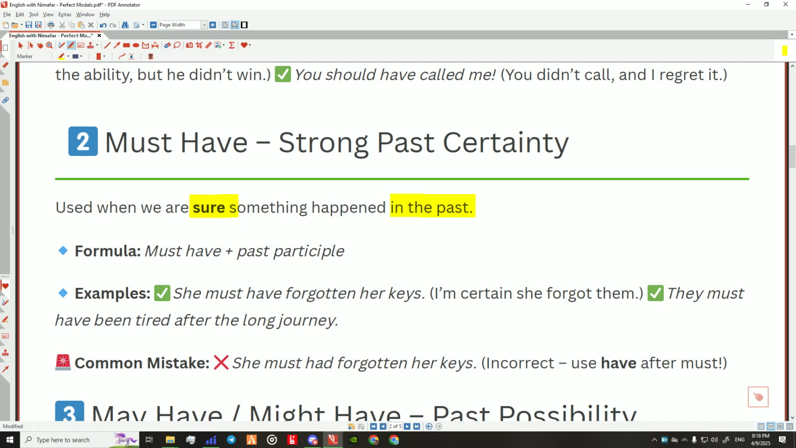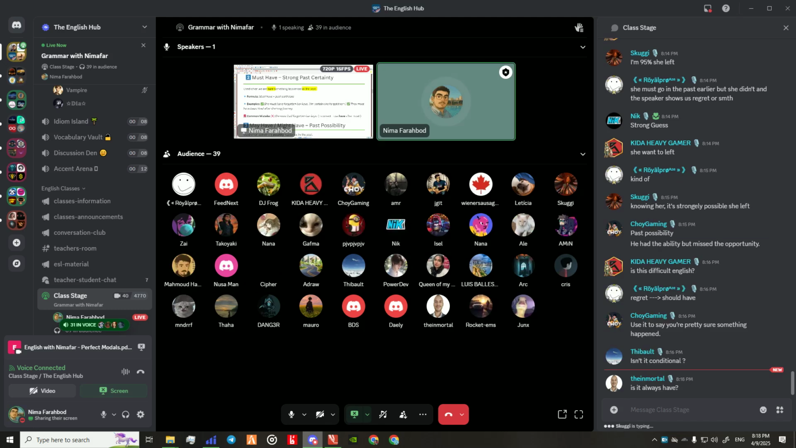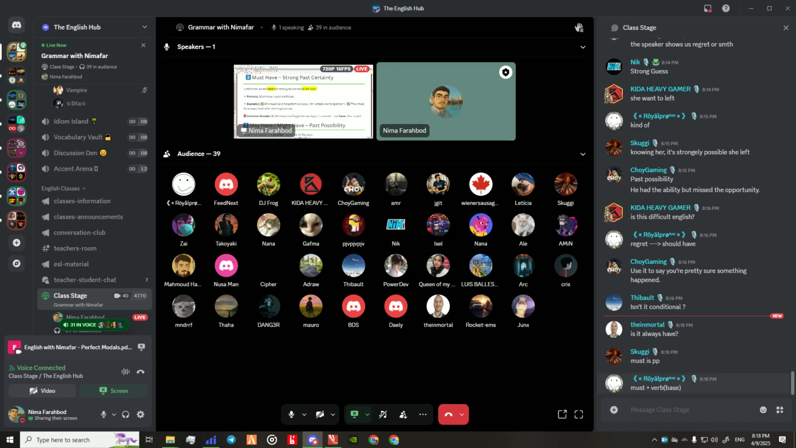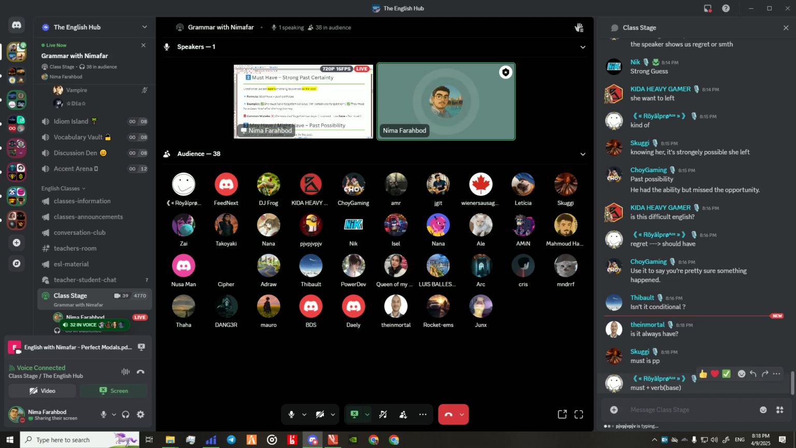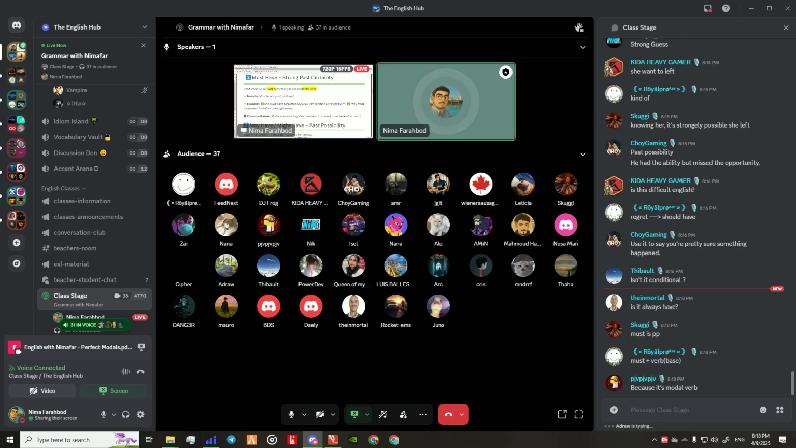Can anyone tell me the reason why it's "she must have" and not "she must has"? Let's see who knows. Is it always have? I don't know, you tell me. "Must is PP"? What do you mean, must is PP? Must is a modal verb; past perfect is something else. Must plus base verb. Okay, let's see. Because it's a modal verb.